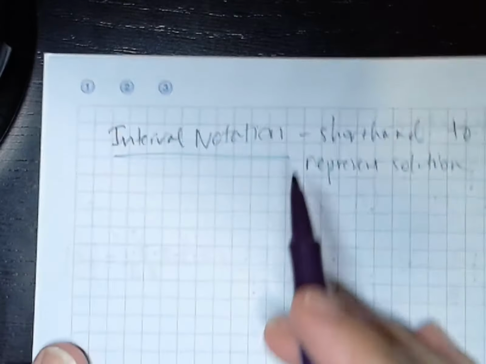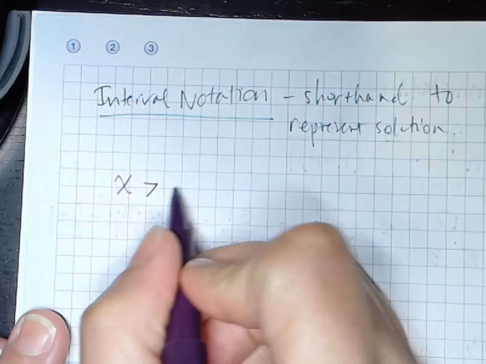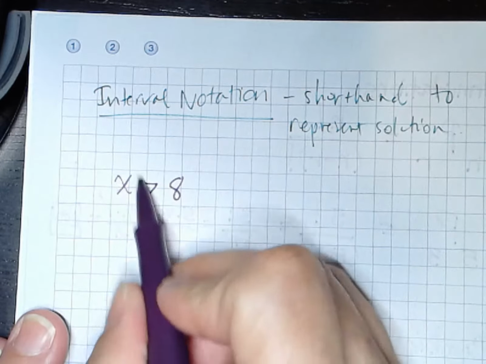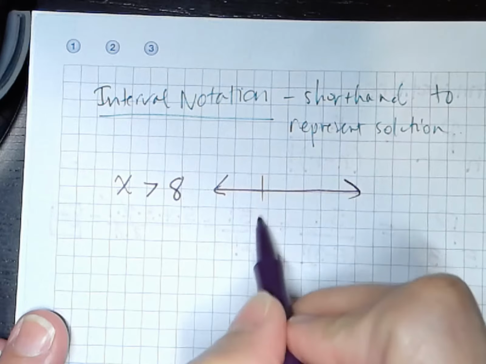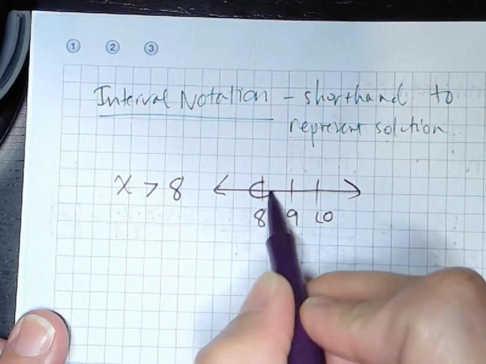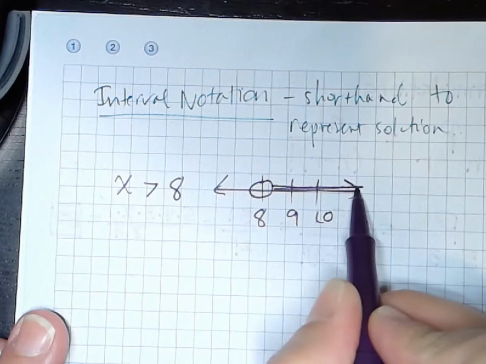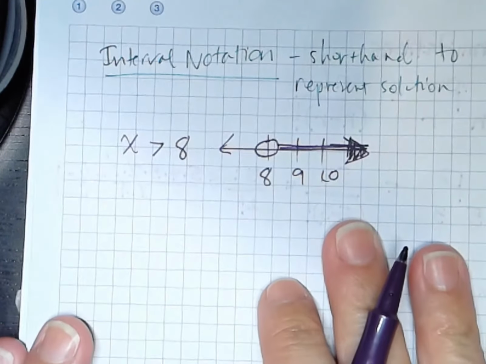So I'll start off with just a simple graph. Suppose that I know I want to talk about the numbers x is greater than 8. So this says all the numbers bigger than 8. So if I look on a number line, here's 8. I would do an open circle because it's not an equal to, and all the numbers bigger than 8 go to the right. So here's a picture of x is greater than 8.